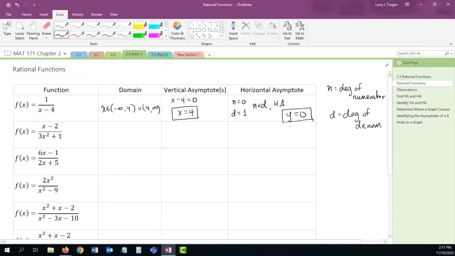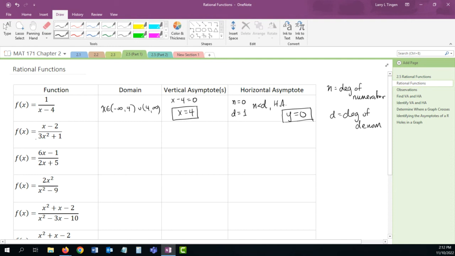Okay. Why does that happen? Remember we talked about end behavior. As x goes off to infinity, what's happening with this fraction? As x gets larger and larger, the denominator is growing and the numerator is standing still. So what happens to a fraction as the denominator gets larger and larger? It gets closer and closer to 0. So anytime that happens, the horizontal asymptote is y equals 0.